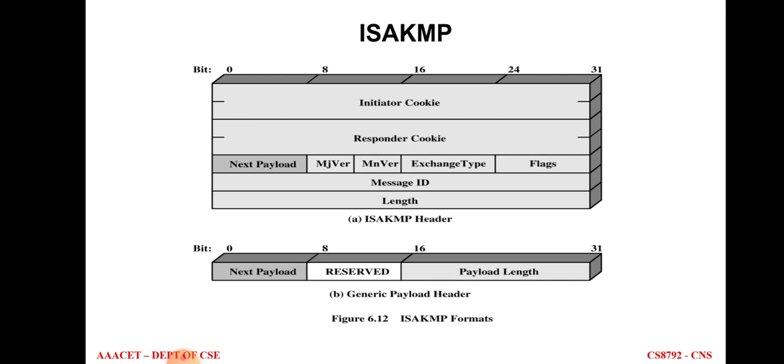The next one is the payload header. It includes the next payload, the same concept as the ISAKMP header. The next is an 8 bit value that is reserved; we reserve some bits for future use. And the final one is payload length, which includes the length of the overall data.